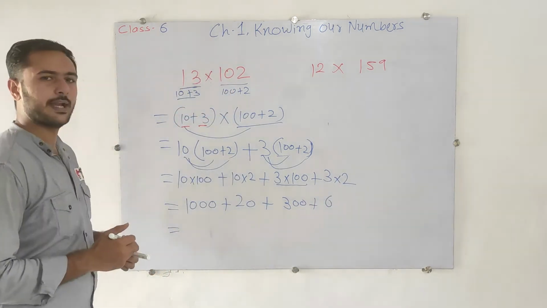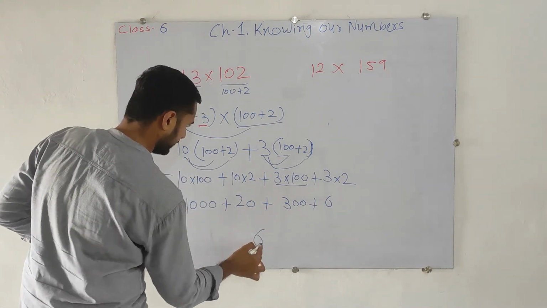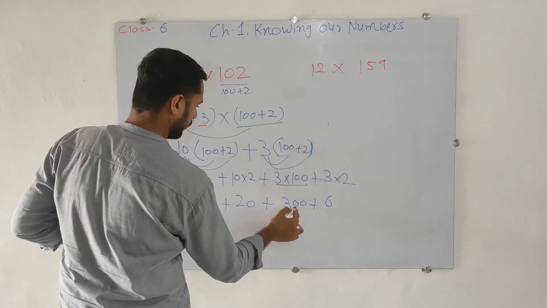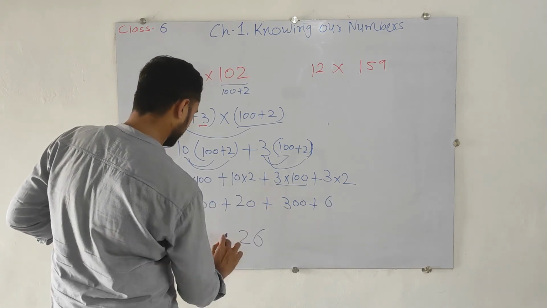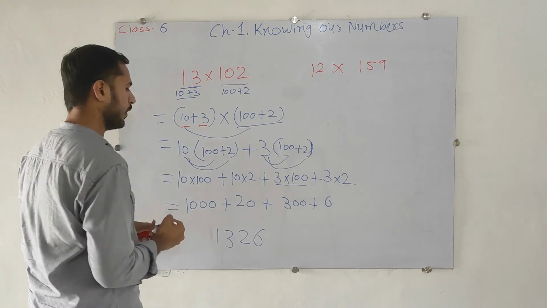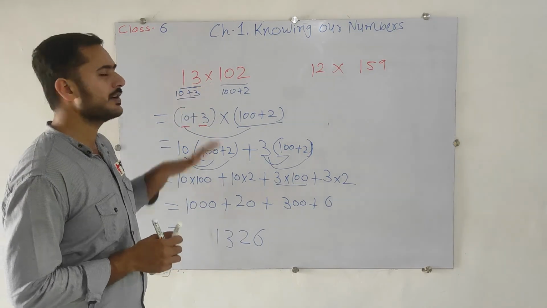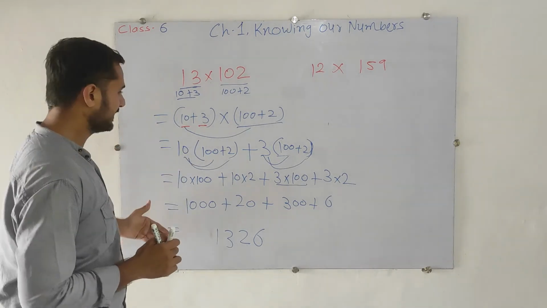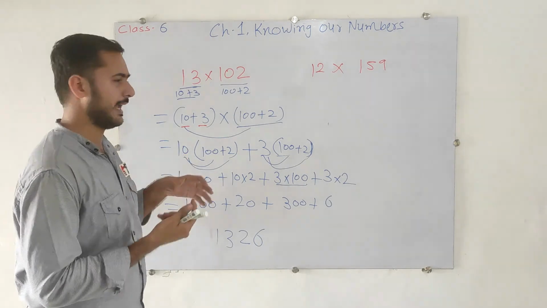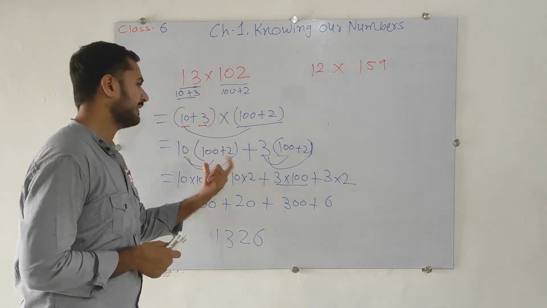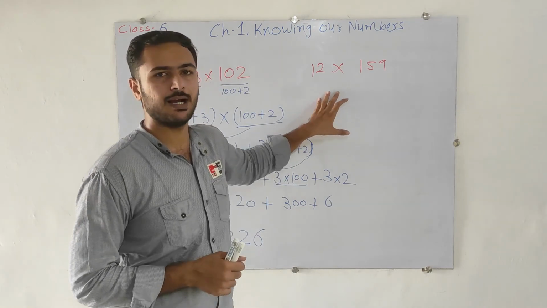Now just simply do the addition. Here only 6 is there, then the next number is 0 and 2, so only 2, here is only 3 and 1. So the answer is 1326. Earlier we got the same answer for the same question. And this is easier than that one, because here we are just simplifying the 2 terms in the first bracket as well as the second bracket.